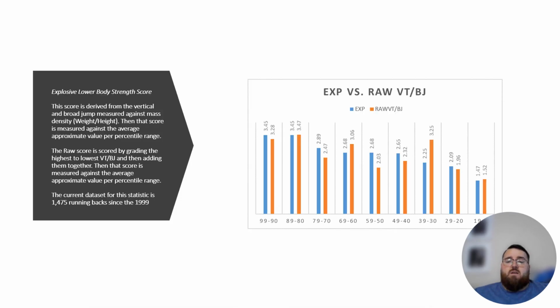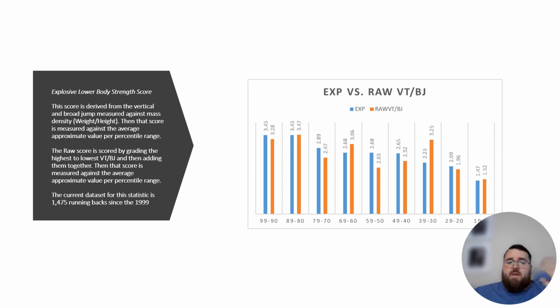The first thing we're going to look at is the explosive lower body strength score. This score is derived from the vertical and broad jump measured against mass density. Then that score is measured against the average approximate value per percentile range. So essentially, I took approximate value and looked at all the running backs that scored in the 90th percentile in terms of either their explosive lower body strength score or their raw vertical and broad jump, and asked what was the average approximate value in the 90th percentile, the 80th, 70th, 60th, 50th, and so on and so forth.